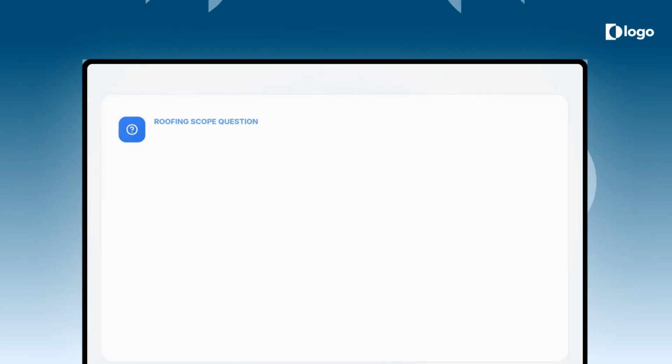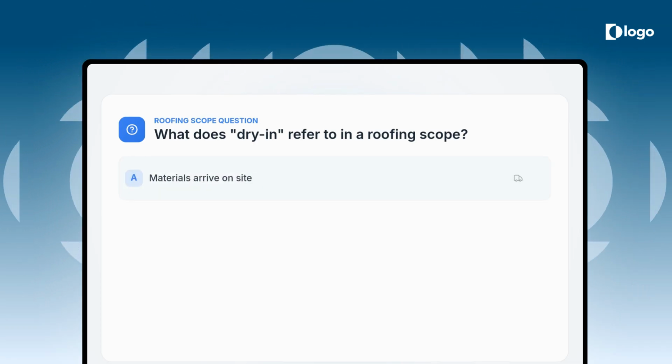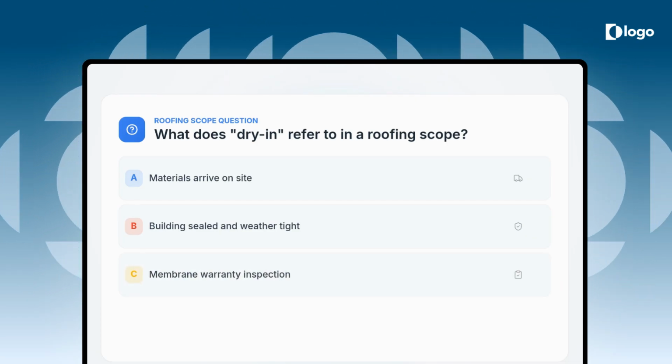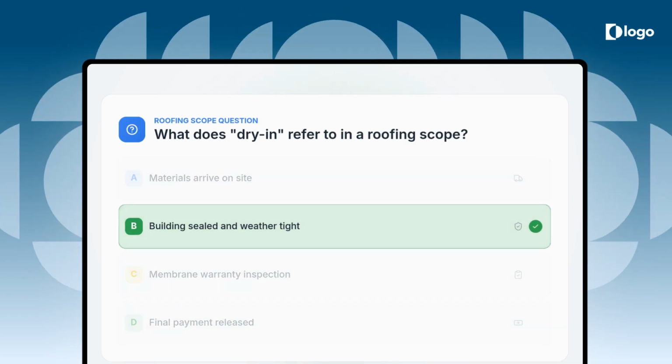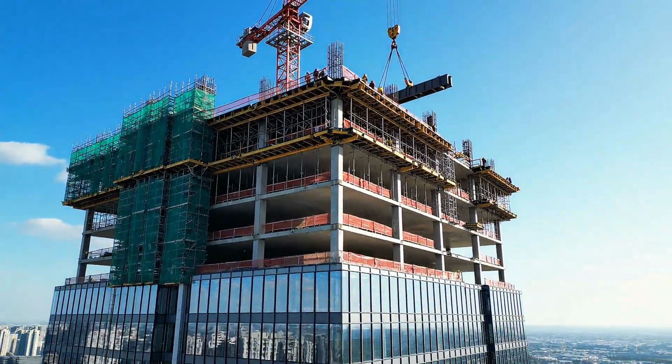Question: what does weather tight mean in a roofing scope? Answer choices. A. The day all roofing materials arrive on site. B. The moment the building is sealed and weather tight. C. The completion of the membrane warranty inspection. D. The day final payment is released to the roofing contractor. Correct answer. B. The moment the building is sealed and weather tight.